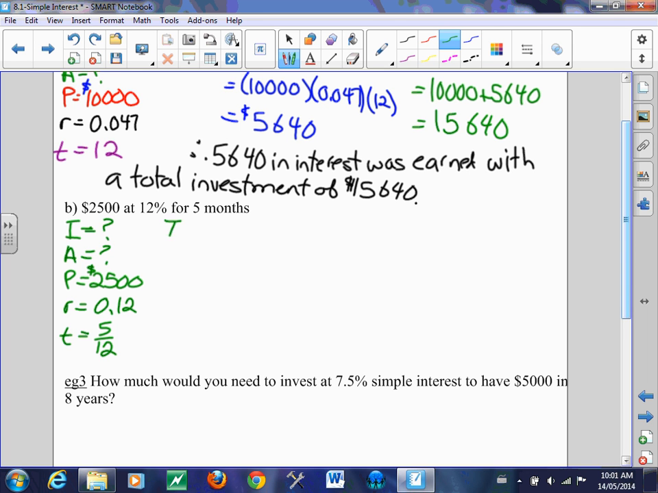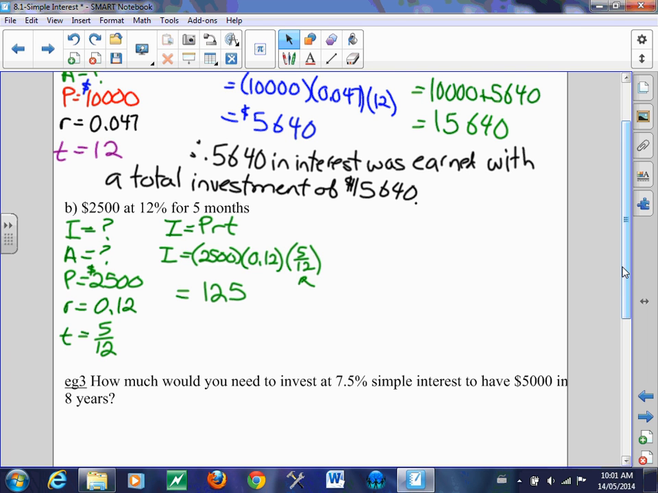Okay, so I equals PRT. I equals 2,500 times 0.12 times 5 divided by 12. Plug in your calculator. Ladies and gentlemen, I usually start here with a fraction and go 5 divided by 12 equals, and then go times 0.12 times that. Then your fraction's out of the way. And plugging in your calculator, you should get $125.